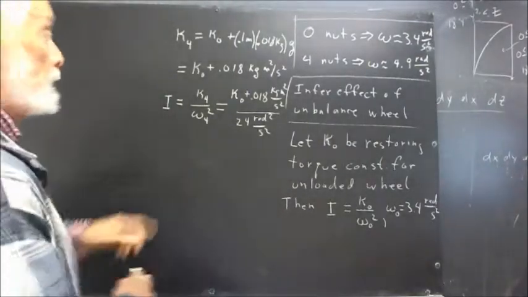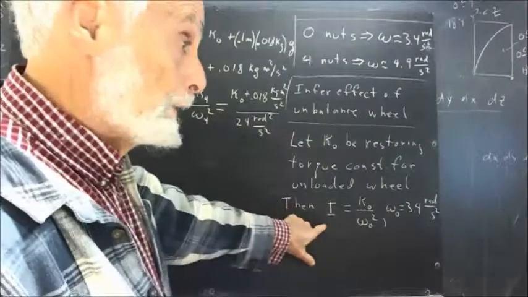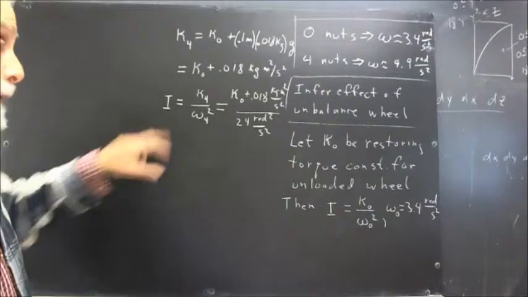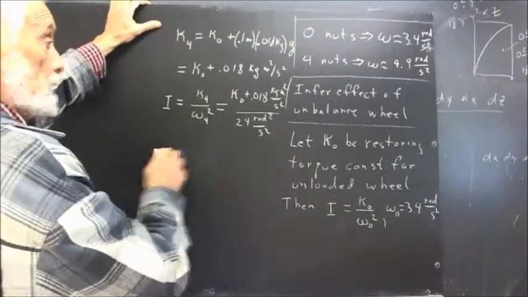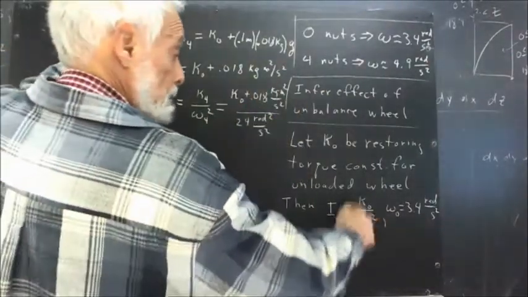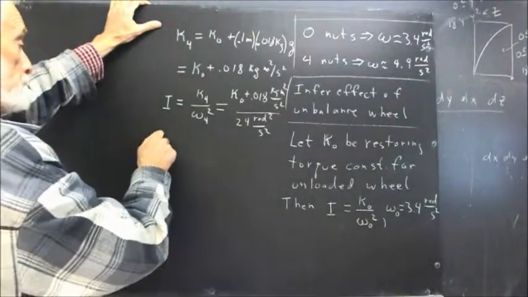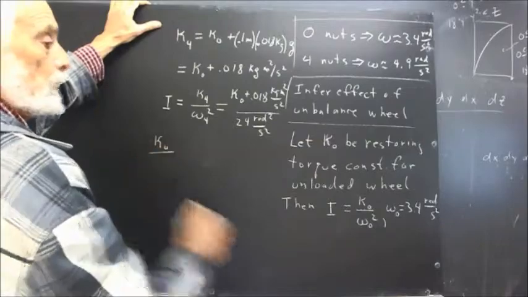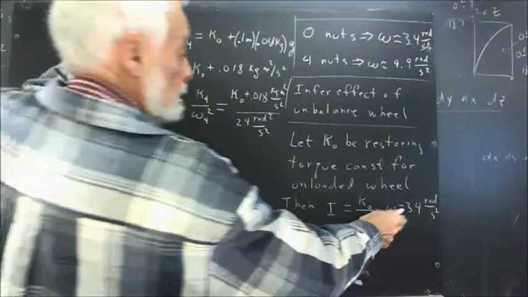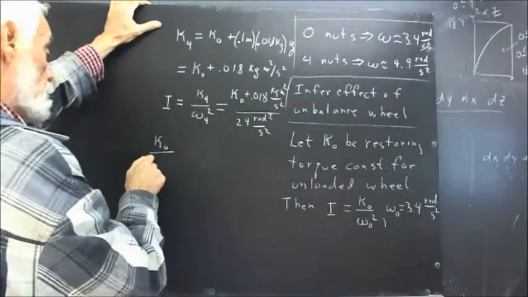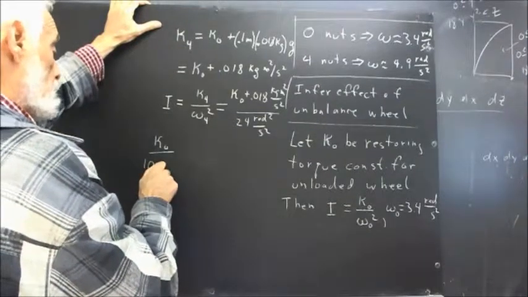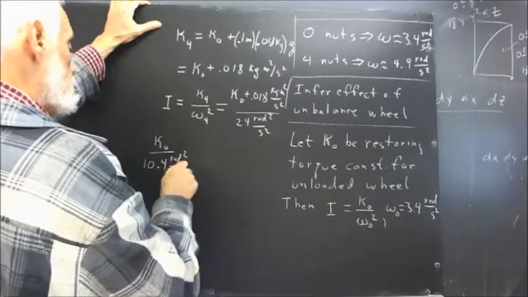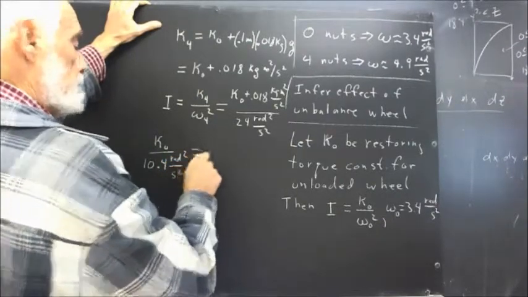When we set up the equation, you'll see what happens. Okay, well, this is I and this is I, assuming again that the moment of inertia hasn't changed too appreciably. So this expression is going to be equal to this expression. So we're going to get kappa naught over omega naught squared. Now omega naught is 3.4 radians per second, so this is going to give us something on the order of about 10.4 radians squared per second squared.